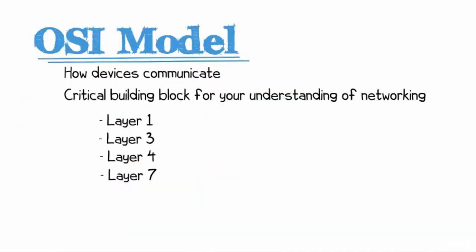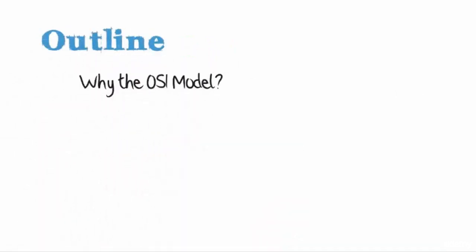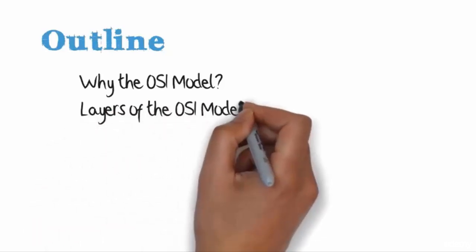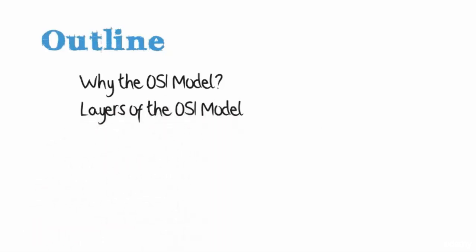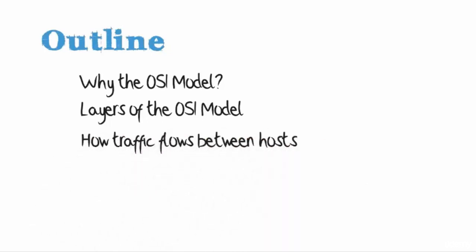The OSI model is important for troubleshooting and understanding networks and network protocols. We're going to firstly look at the reasons for using the OSI model. What advantages are there to using this model in networking today? We'll then look at the layers of the OSI model, and that's where these terms layer 4 or layer 5 or layer 7 come into play. I'm going to show you how traffic flows between hosts with specific reference to the OSI model.